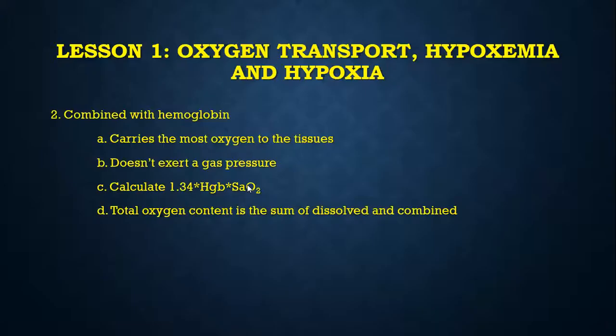All right. Let's continue on. So here goes the combined with hemoglobin. It says, hemoglobin carries the most oxygen to the tissues. So that means out of the two, good, Christian, out of the two, which one is the most? Combined with hemoglobin. Out of the two ways that oxygen is transported, the most oxygen is transported combined to the hemoglobin. So if they say oxygen is transported two ways, which way is the most? The answer is combined with hemoglobin.